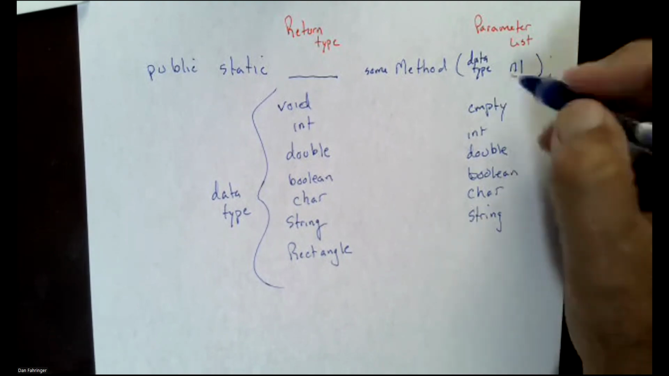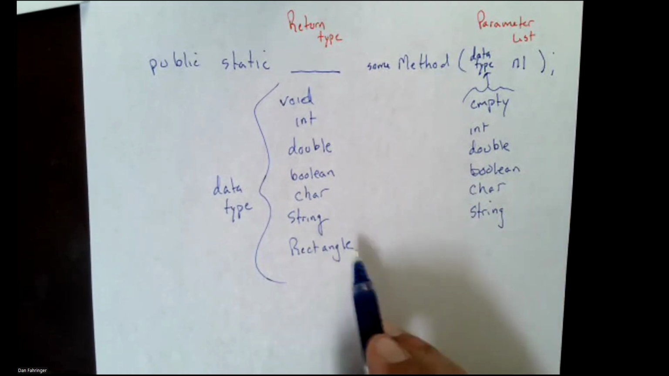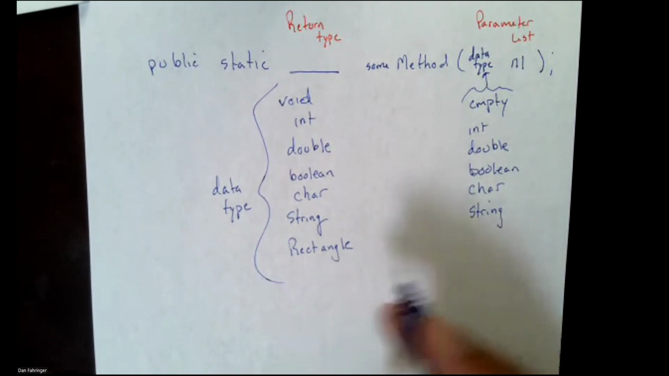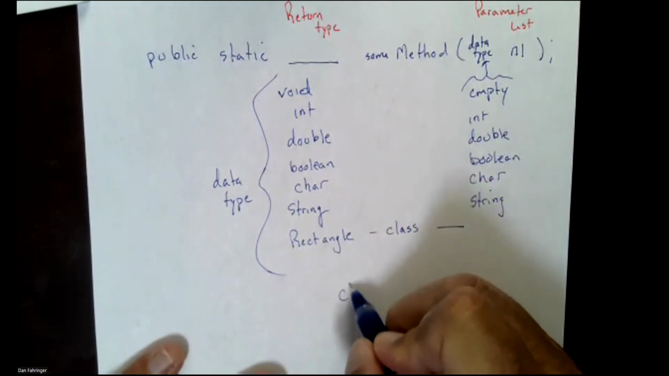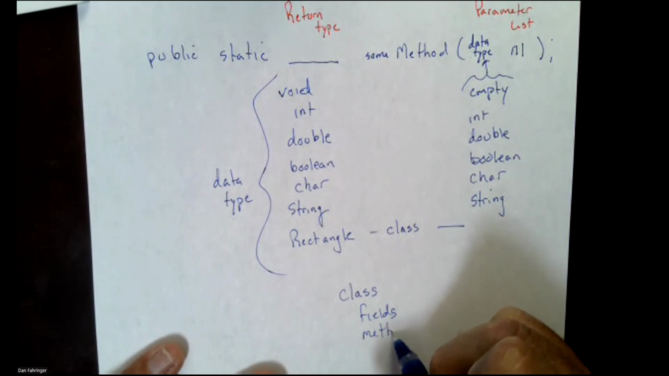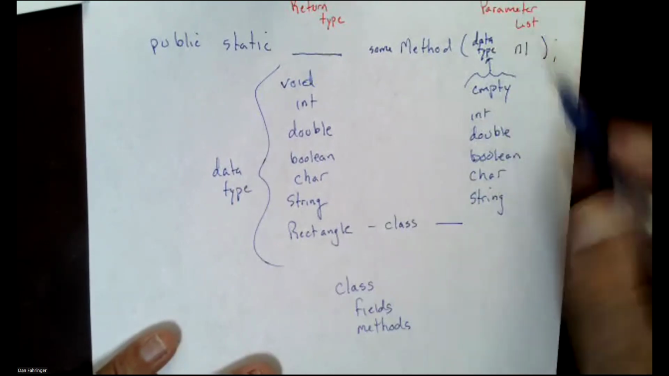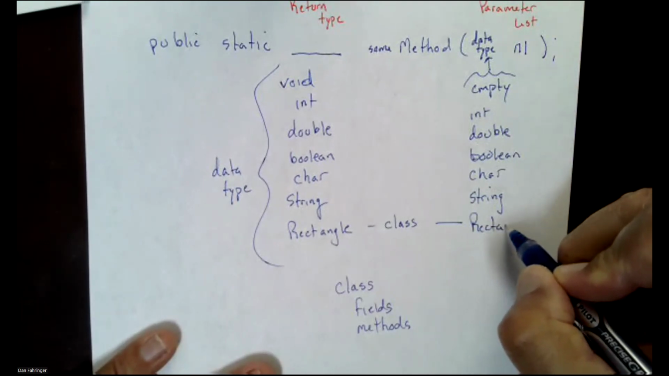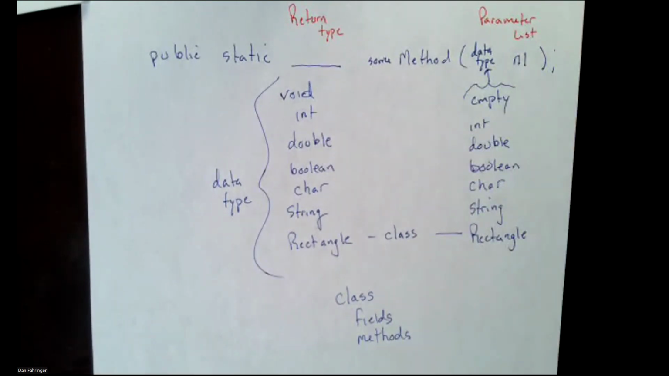And guess what else we can put for our data type here? Any class. Remember, Rectangle was a class we created. When we create a class, we have all these fields and methods. It's a new data type. So I could have Rectangle up here if I wanted to. Again, in this parameter list, these are all data types.